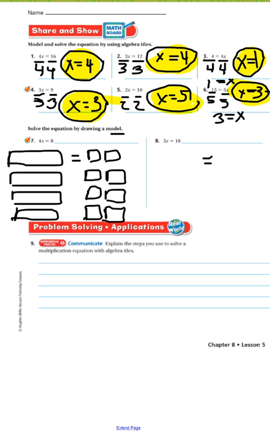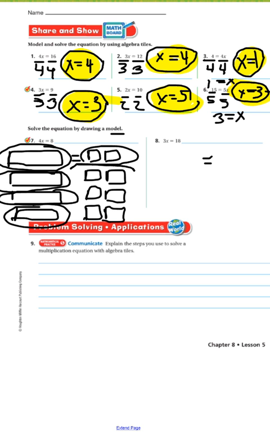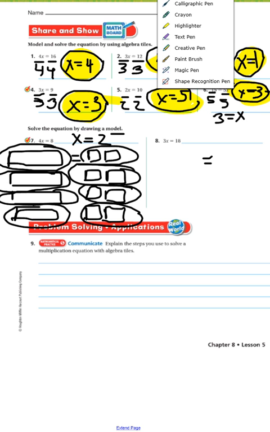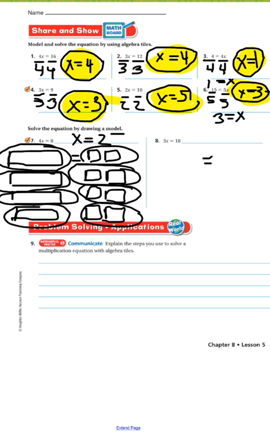Okay. Now I need to group them by how many x tiles there are. So there are 4 x tiles. So I'm going to put them in 4 groups. 1, 2, 3, 4. And I need to do the same thing to the right side. 1, 2, 3, 4. X equals 2 because there's 2 in 1 box.